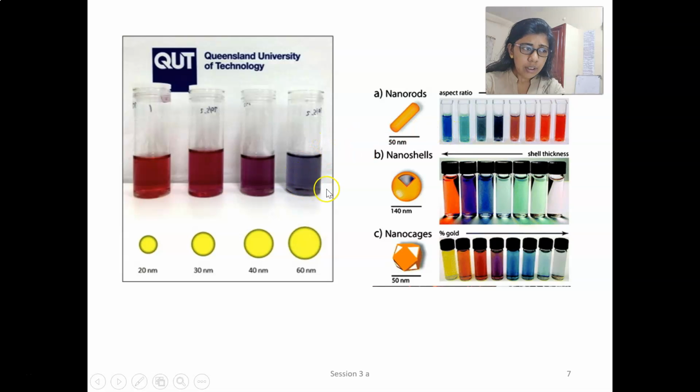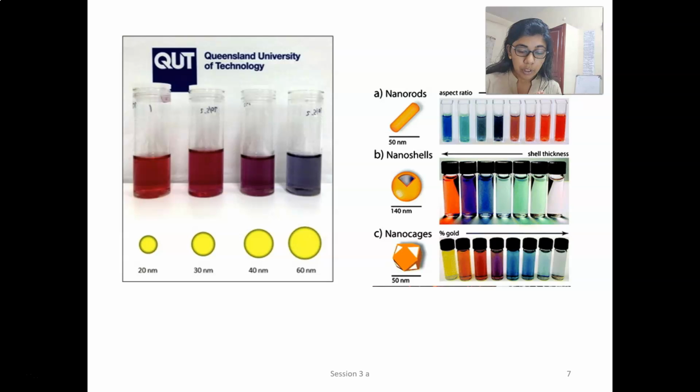So this is a spherical nanoparticle. If you are taking a nano rod, the color would be different. In the case of nano rods, you can have different colors like this depending on the size. So depending on the size, you can see it is blue, green, black, red, etc. So the surface plasmon resonance will be depending on both the size as well as the shape of the nanoparticle.